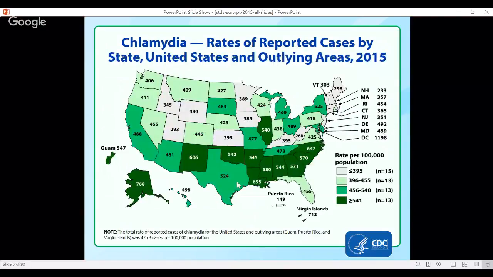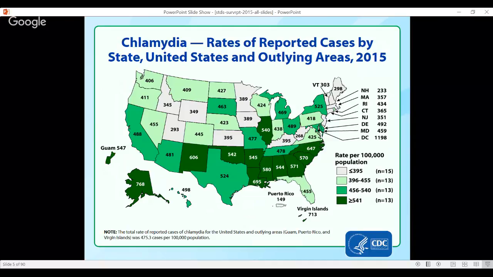Okay, so now looking at a map again. This is not showing you a trend, this is just showing us what the data looks like for 2015. The highest rates are this dark green color, and the lowest rates are this white color. So Minnesota and Iowa have some of the lowest rates of reported cases of chlamydia, while the southern states, Georgia, Mississippi, and Louisiana, have higher rates.